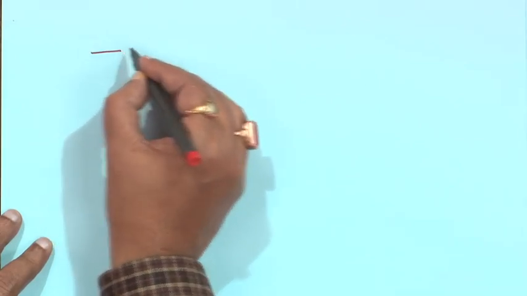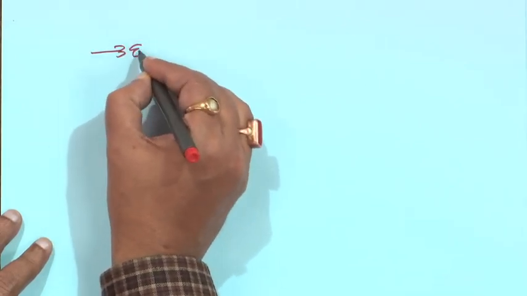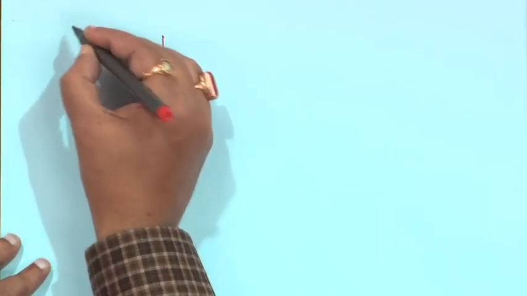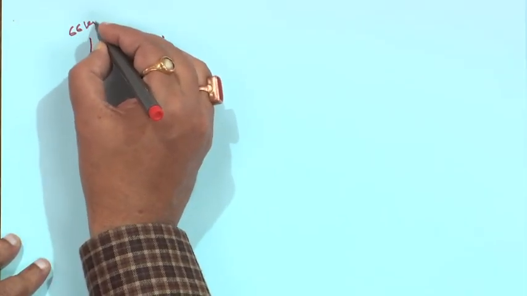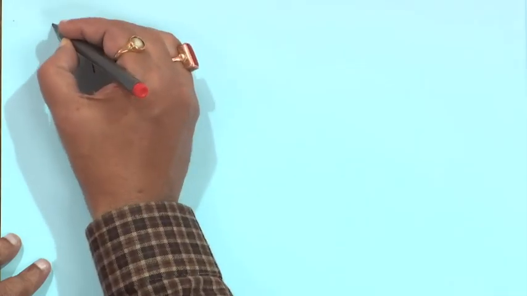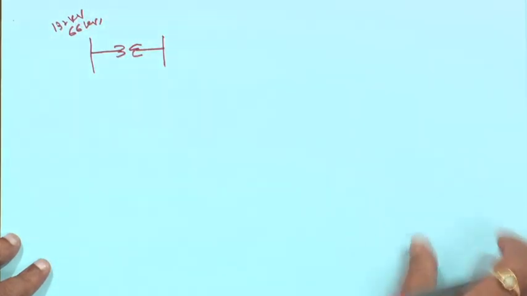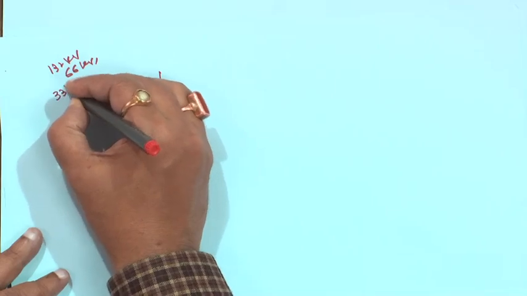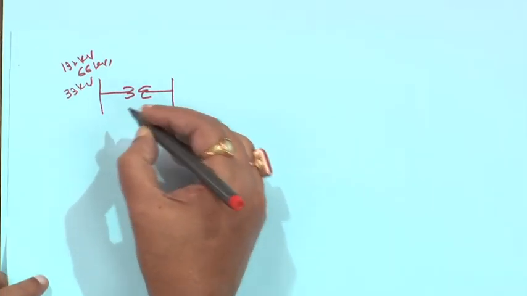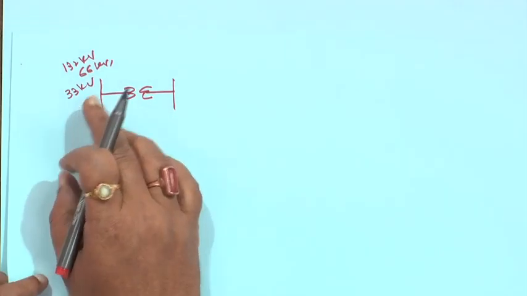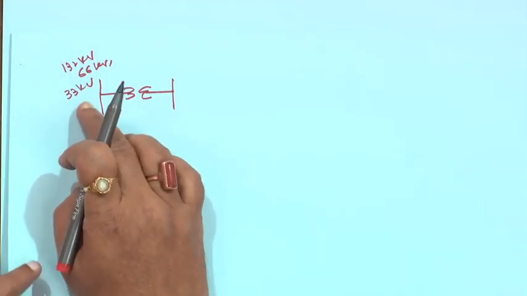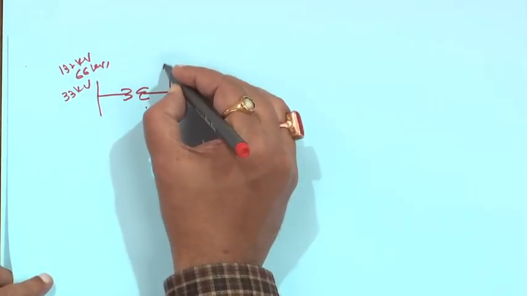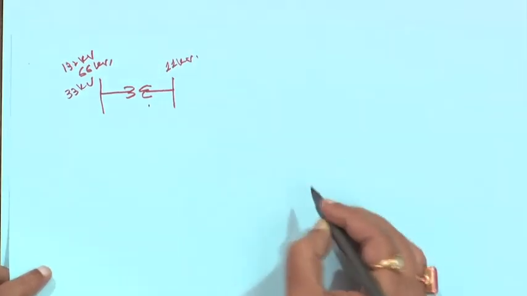Suppose a line is coming from somewhere, and say there is a transformer on this side. This side it may be 66 kV, it may be 132 kV, it may be 33 kV, and it may be 220 kV also, but generally it is 132, 66 or 33 on this side. And this is your step down transformer, and this side is actually 11 kV.